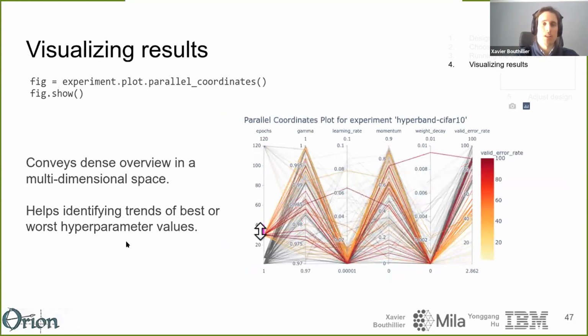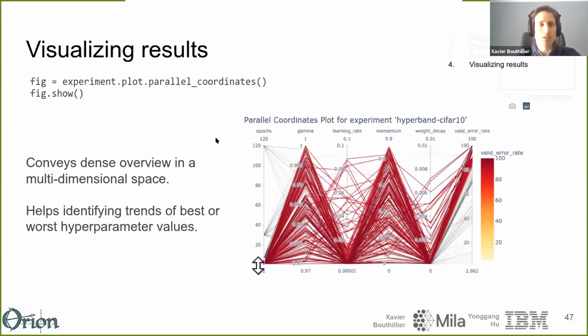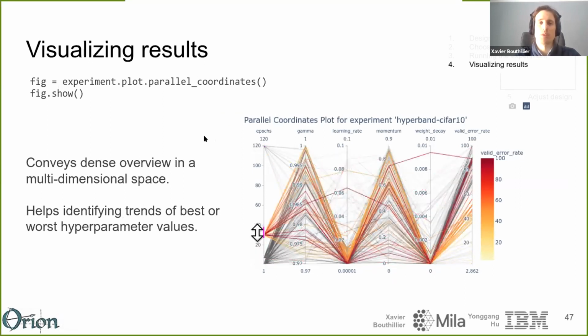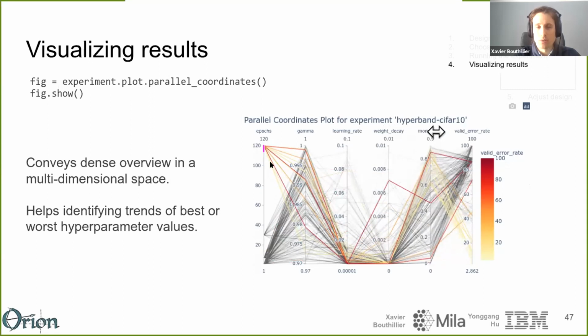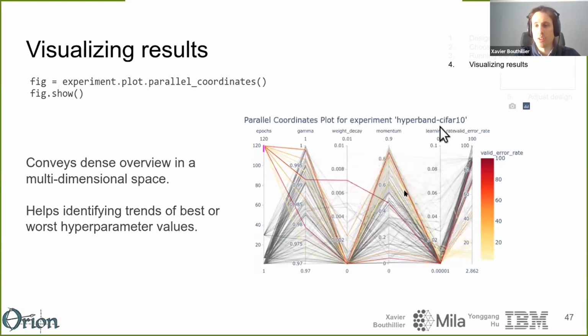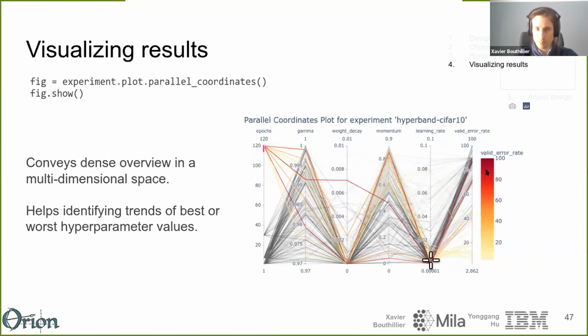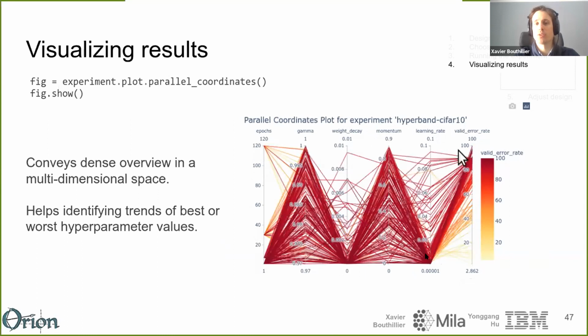Another plot is the parallel coordinate plot. This one conveys a dense overview of a multi-dimensional space. Each column is a different hyperparameter, and each line is a trial, a set of hyperparameters, connecting the corresponding values for each hyperparameter. It's colored as a function of the corresponding validation error rate in this case, so the objective. And you can see that the small values for the learning rate were mostly very light, otherwise red. So this is how you can use this plot, for instance, to identify the optimal regions for different hyperparameters.